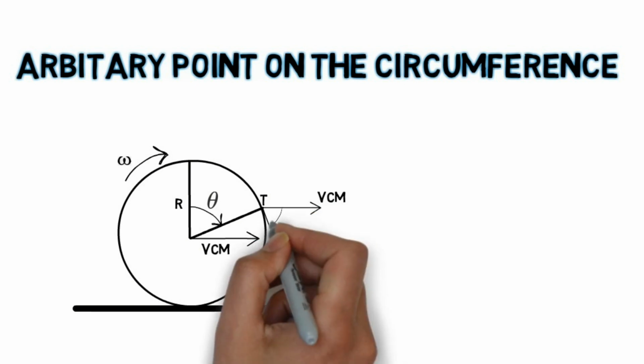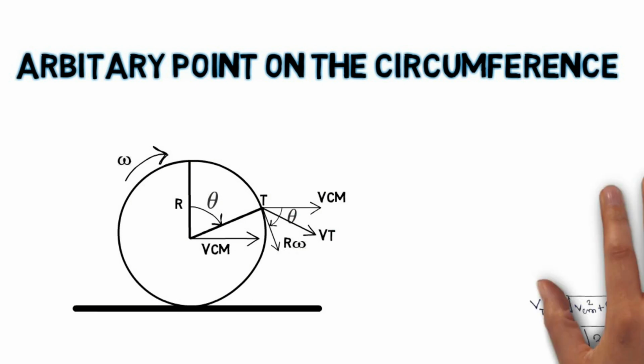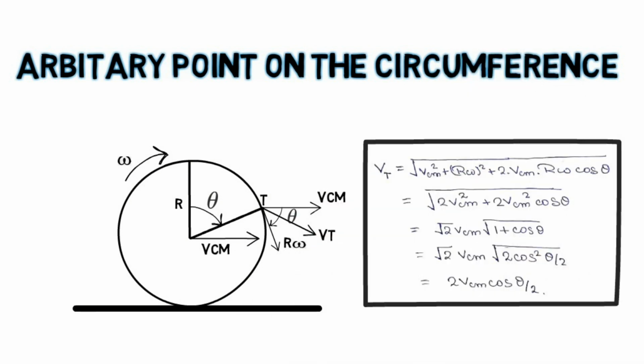So from simple geometry, you can say that the theta angle also becomes here between the v_cm and rω, and from then you can simply use the formula of vectors, and you can say that v_t, that is the net velocity of that point which is at the circumference, is the square root of v_cm² + (rω)² + 2 v_cm rω cos θ.